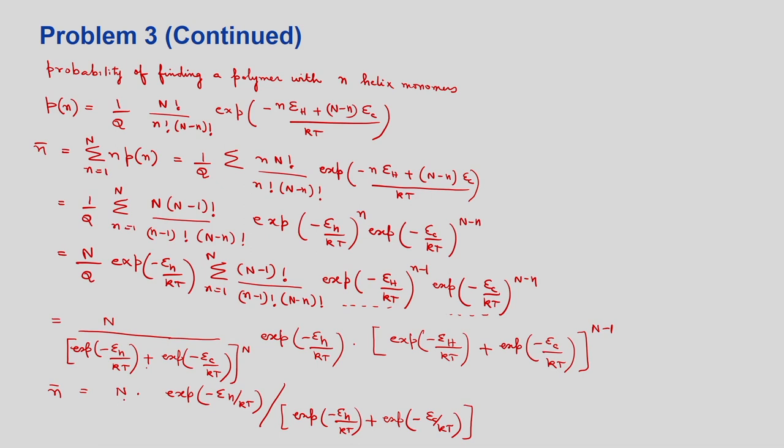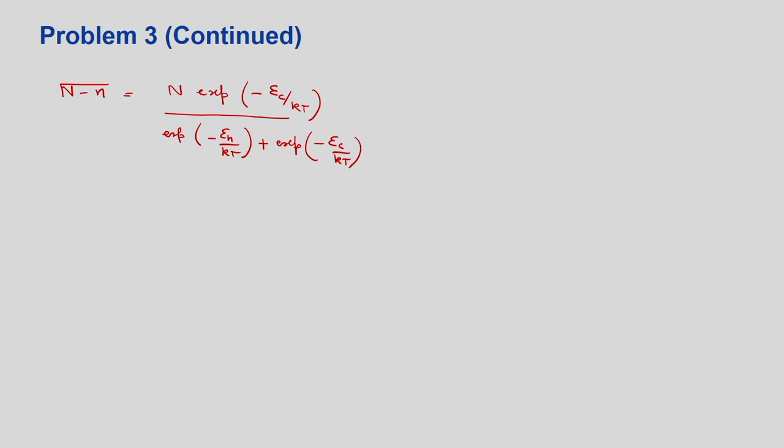So that is the total number of monomers into the exponential of the energy part divided by the summation of the exponential of the energy part. Now what you do is you divide this numerator with the denominator. We will do that in the next step. So before we do that, we can also do a similar exercise for the coil state. In this case, the coil state, you have n minus n. The average number will be simply equal to N, capital N, exponential minus Ec by kT divided by exponential of minus Eh by kT plus exponential of minus Ec by kT. That's it. Exactly the same expression, only it will be Ec and Eh. So let us now write that expression again.